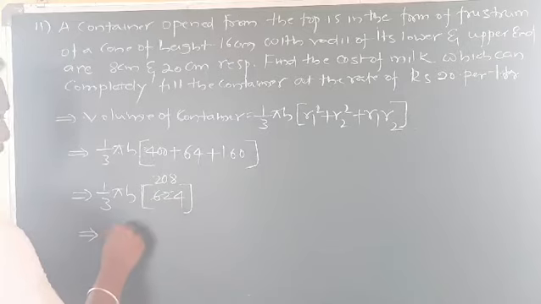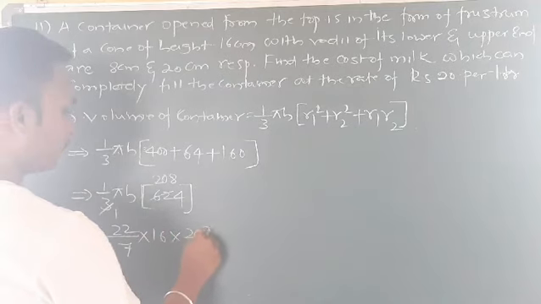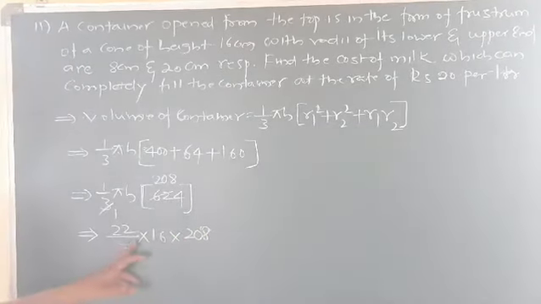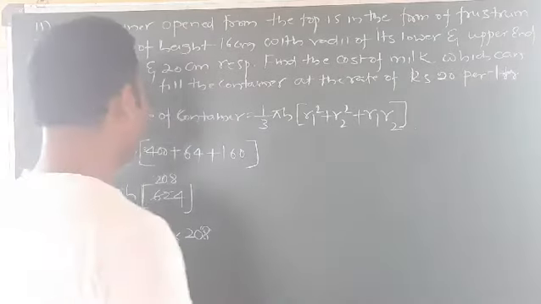So this is pi, I'll write 22 by 7, into h which is 16, and this is 208. Now we have these remaining quantities, and again we need to multiply everything.